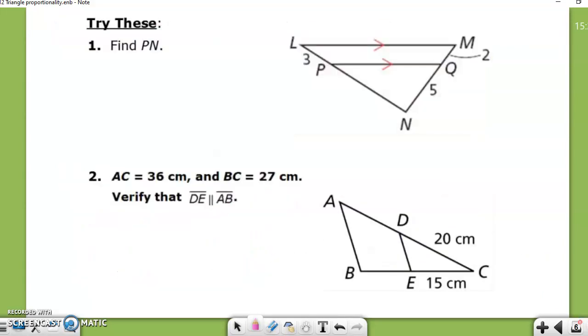All right, so I want you to try these. This one you've been given that these are parallel lines and you're looking for your X here. And on this one, they're asking you to verify that the lines are parallel, but they're telling you that AC, this whole distance here, is 36. So 36 minus 20 will give you this piece. And they're telling you the whole piece here is 27. So pause the video, see if you can follow the examples we just did. Come back and check your work.